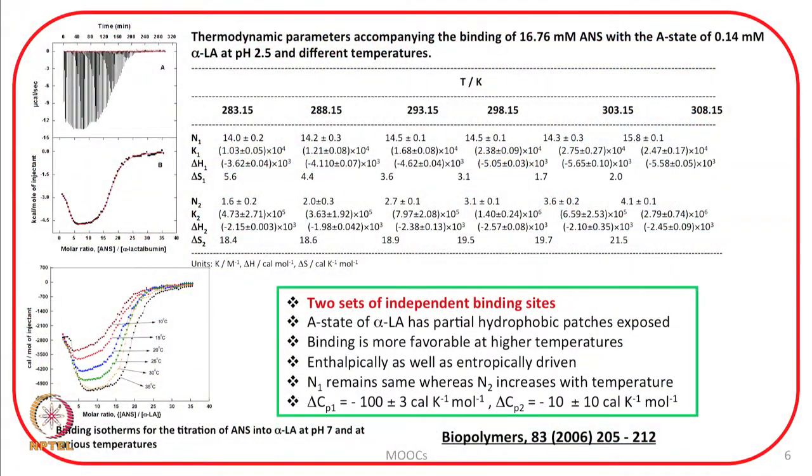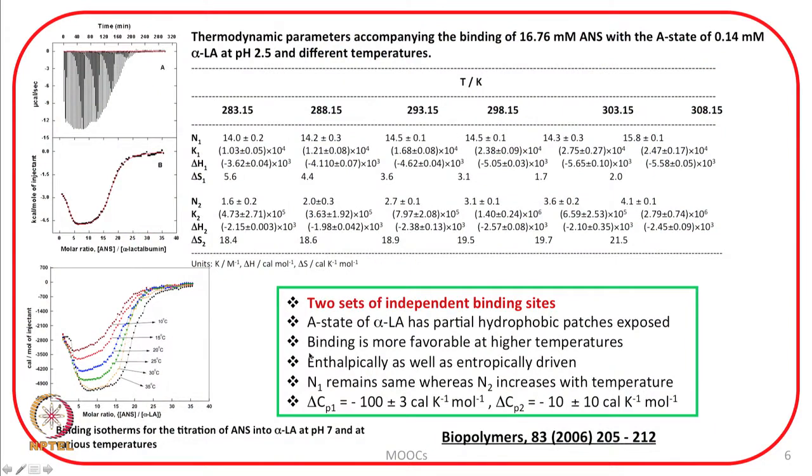Let us take a look at what is observed over here: that there are two sets of independent binding sites. And it is already known that the A state or molten globule state of alpha lactalbumin has partial hydrophobic patches exposed. That is well known, because any intermediate state is supposed to be in a conformation which is in between the native and the denatured state.